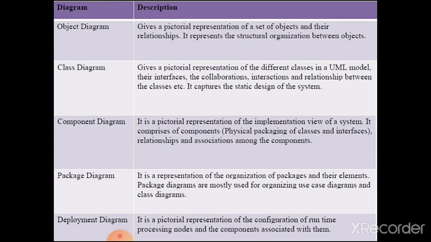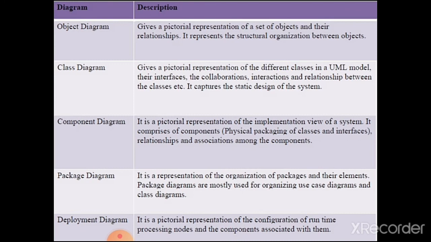Object diagram gives the pictorial representation of a set of objects and their relationships, and it represents the structural organization between the objects. The next one is class diagram. It gives the pictorial representation of different classes in the UML model and their interfaces, their collaborations, interaction, and relationships between the classes. It captures the static design of the system.